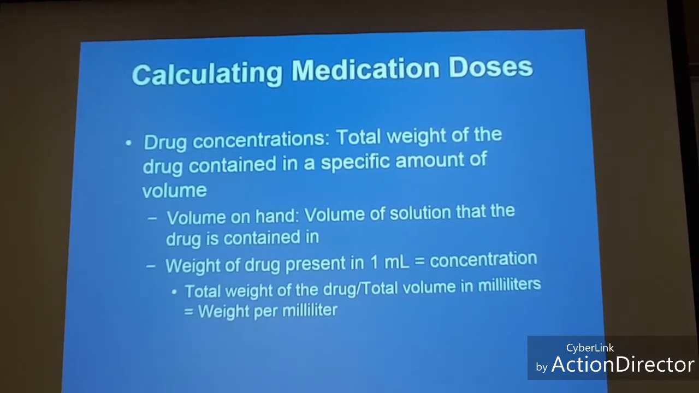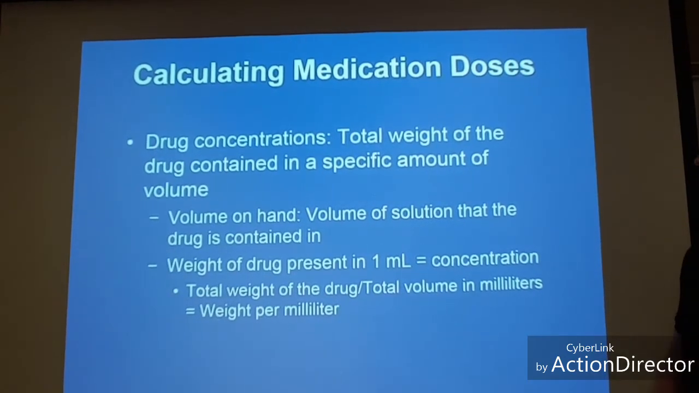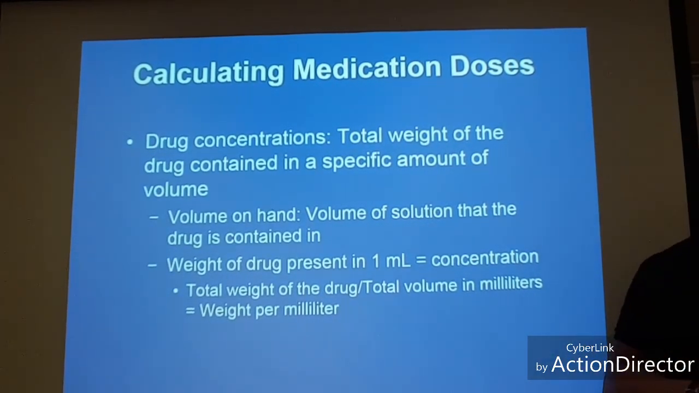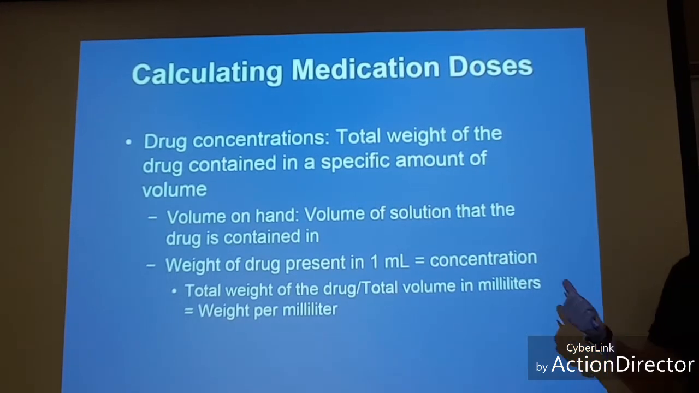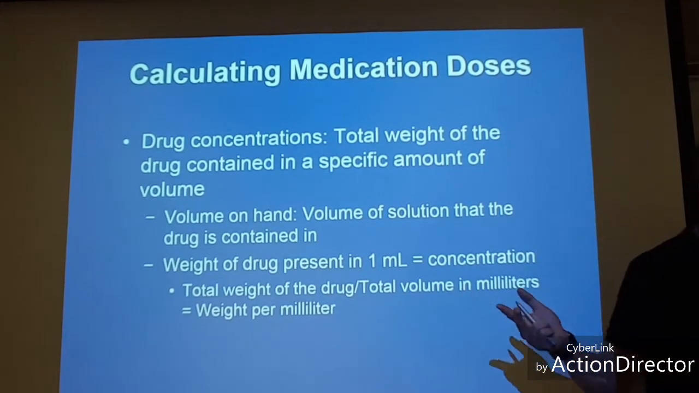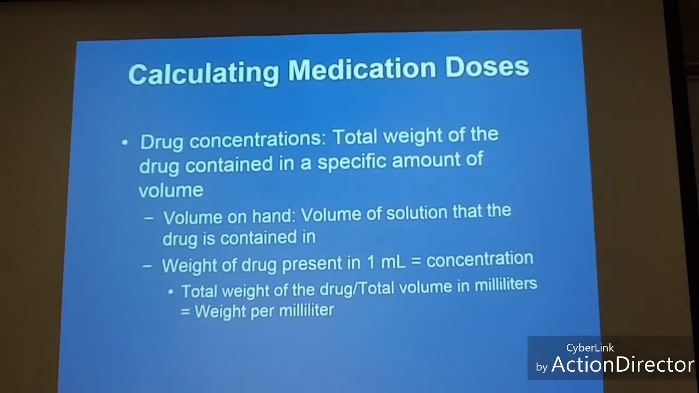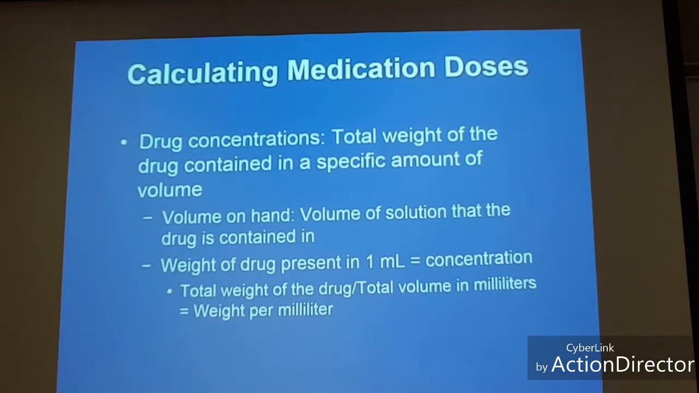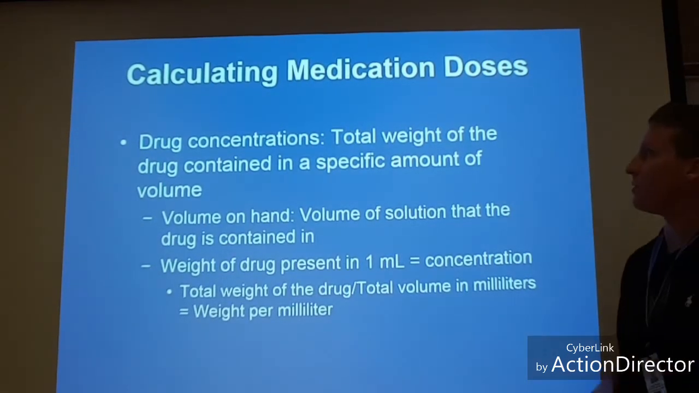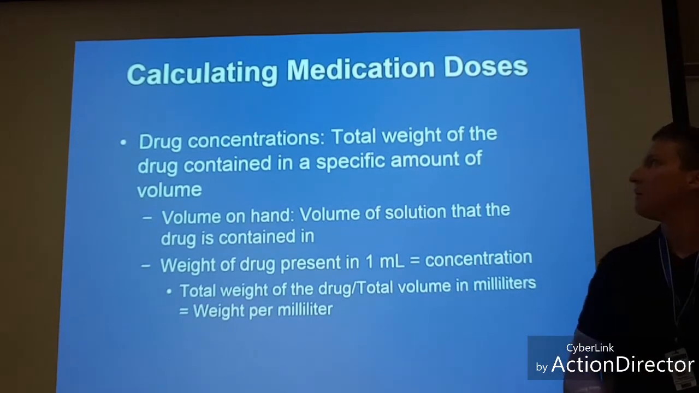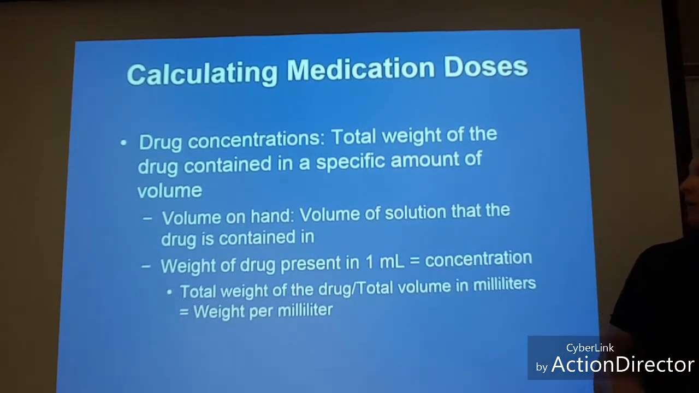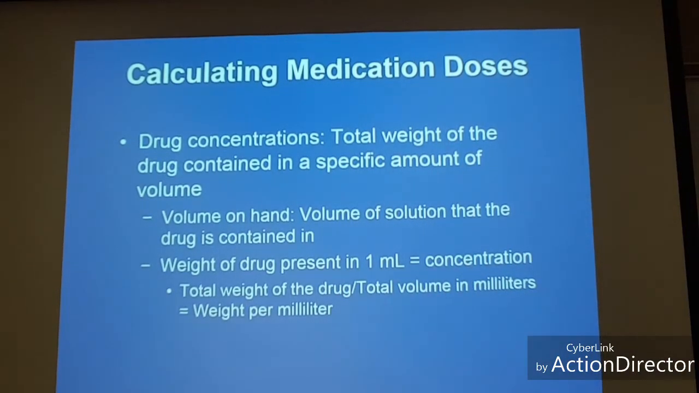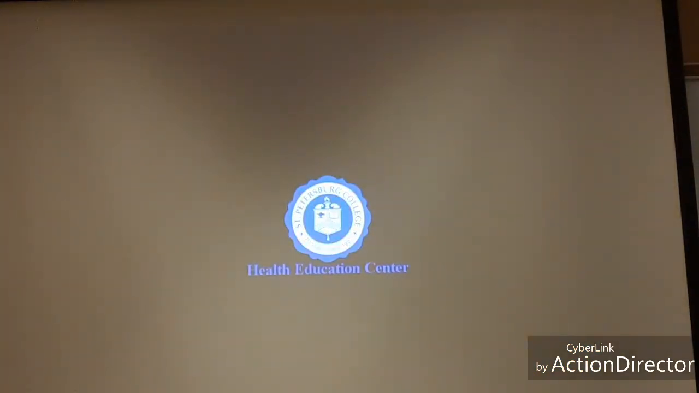So how do we calculate our med doses? We've got to figure out a few things. We need to know give over have, over the concentration I have in my vial. So how do I know how much drug I have in my vial? That's the amount of total weight in our amount of volume. So it's our amount of milligrams in our volume. Okay? Let's go ahead and talk about that.